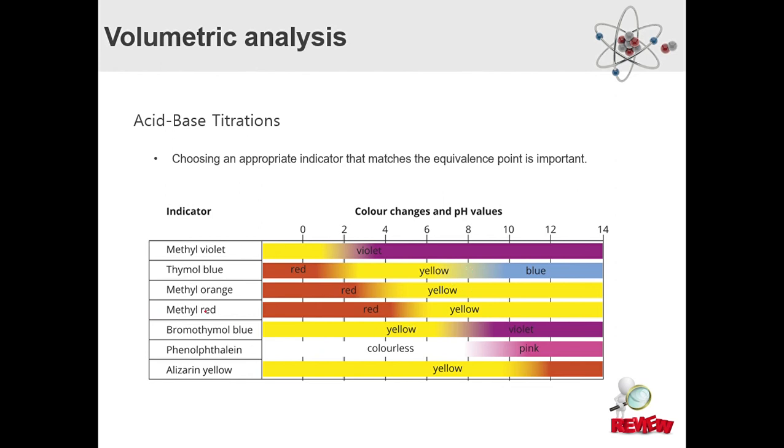If you're looking at this going, what would be the best ones for an acid-base titration? I would probably say your likely best ones to remember are thymol blue, if you're going from base to acid, or methyl red, sorry.